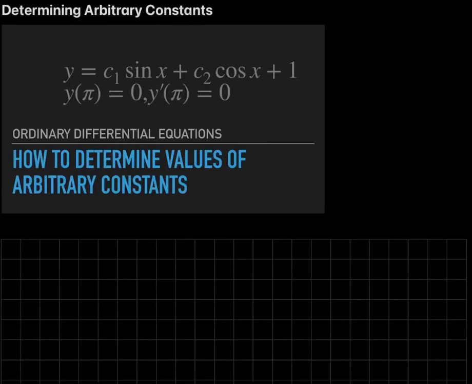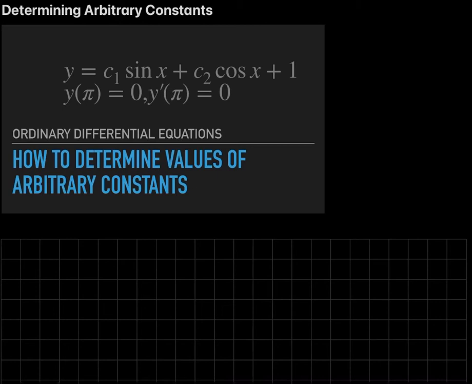When we are given a general solution to a differential equation and some conditions, it is possible to solve for the particular solution by solving for the arbitrary constants. So in this example, that is what we will do.